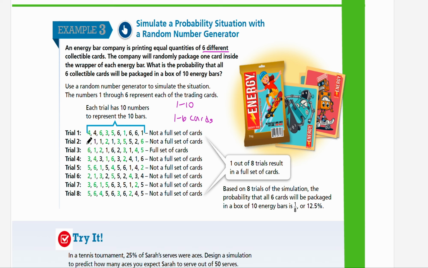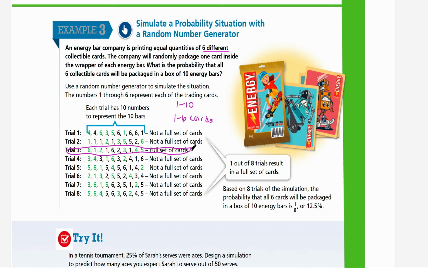And then trial 2, you do it again, not a full set of cards, full set of cards, and so on. So the probability that all 6 collectible cards will be packaged in a box of 10 energy bars is pretty low. 1 out of 8 trials would give you a full set of cards. So based on 8 trials of the simulation, the probability is 1 out of 8, or 12.5%, which is pretty low.